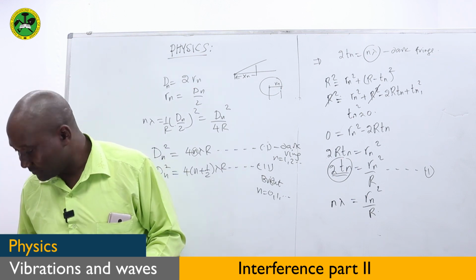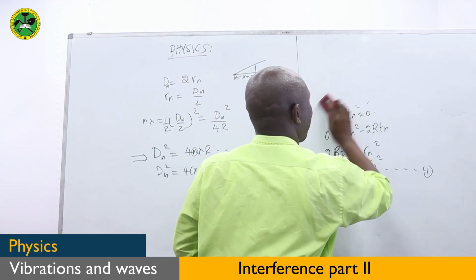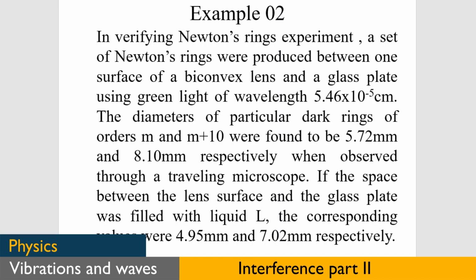Example number 2. The question says, in verifying Newton's ring experiment, a set of Newton's rings were produced between one surface of a biconvex lens and a glass plate using green light of wavelength 5.46 times 10 to the negative 5 centimeter. The diameter of particular dark rings of order m. So we don't have the order, but these are dark rings. If it's dark, the first dark is found when n equals 1. But here, we are not told what m stands for. Can it be the second order, and so on.